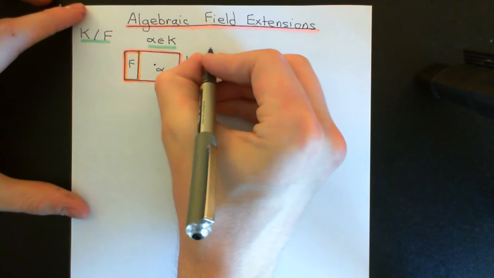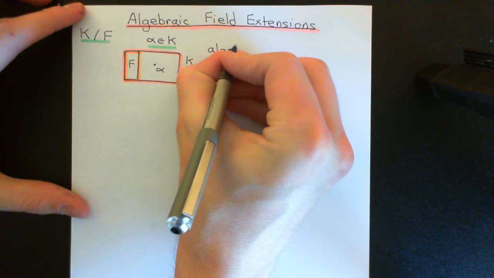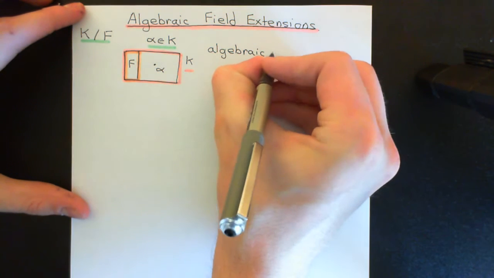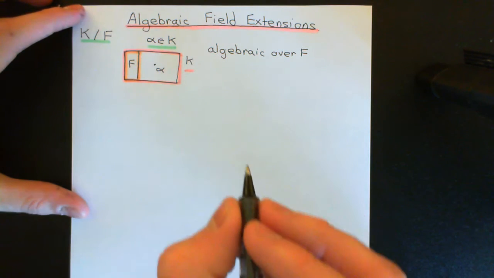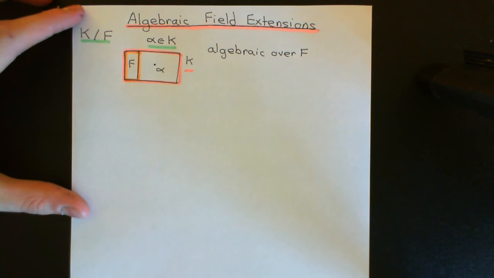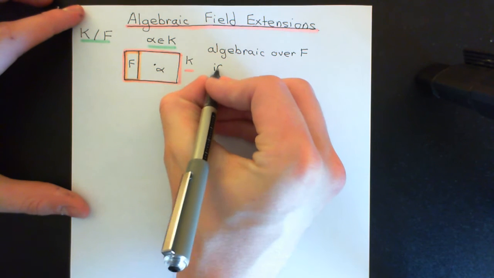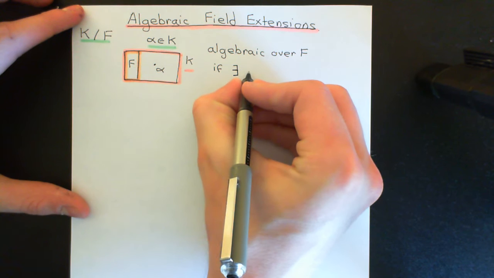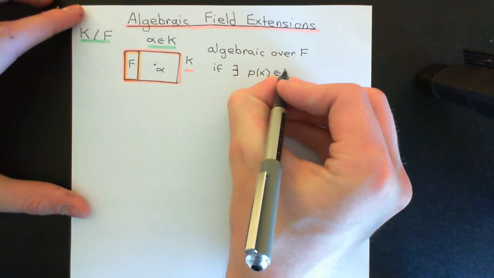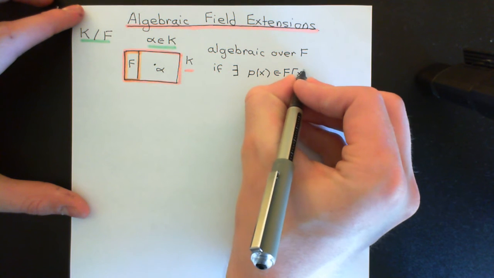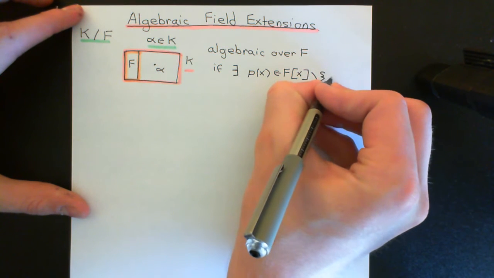Right, so now the definition. Alpha is called algebraic over F, so we call this element of the larger field, capital K, algebraic over the smaller subfield, capital F, if there exists a non-zero polynomial in the ring of polynomials over the field, capital F, such that that polynomial has as a root alpha. So there exists a polynomial, which we'll call p of x, which is not the zero polynomial. It's an element of the ring of polynomials over the field, capital F, except it cannot be the zero polynomial.